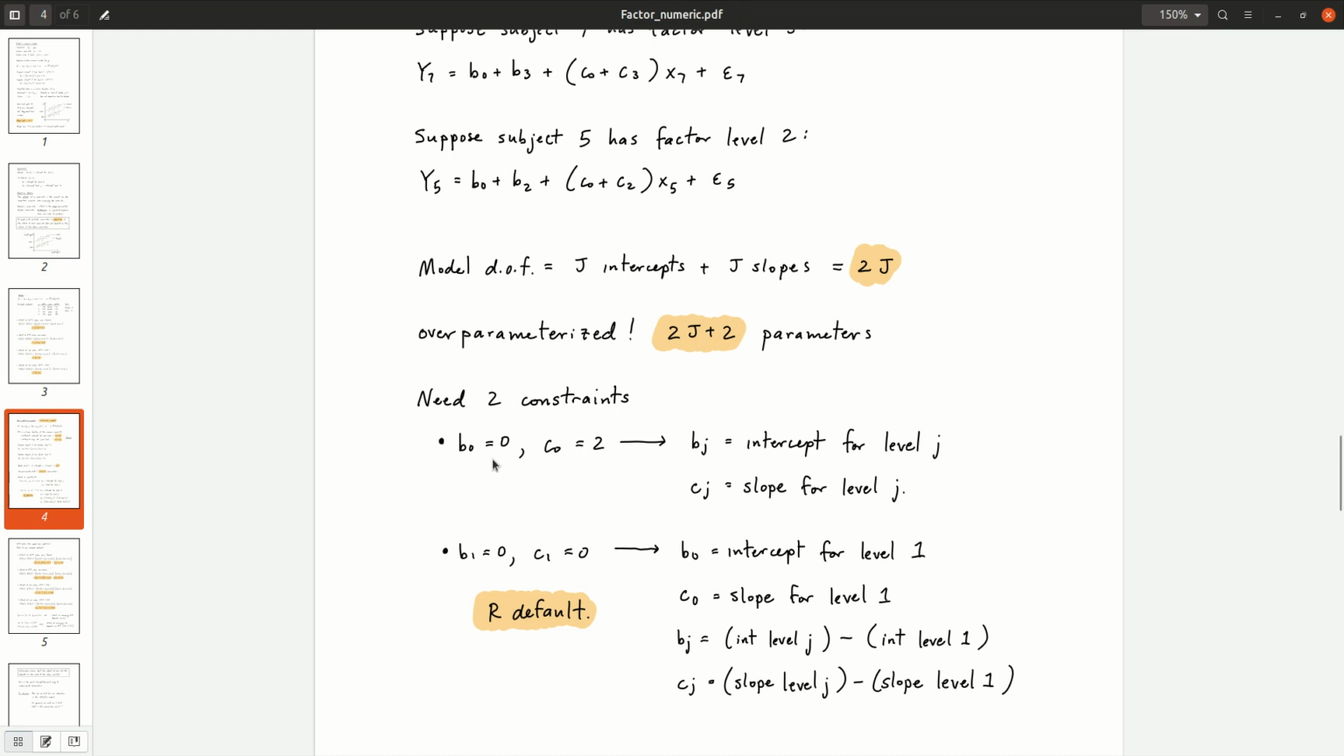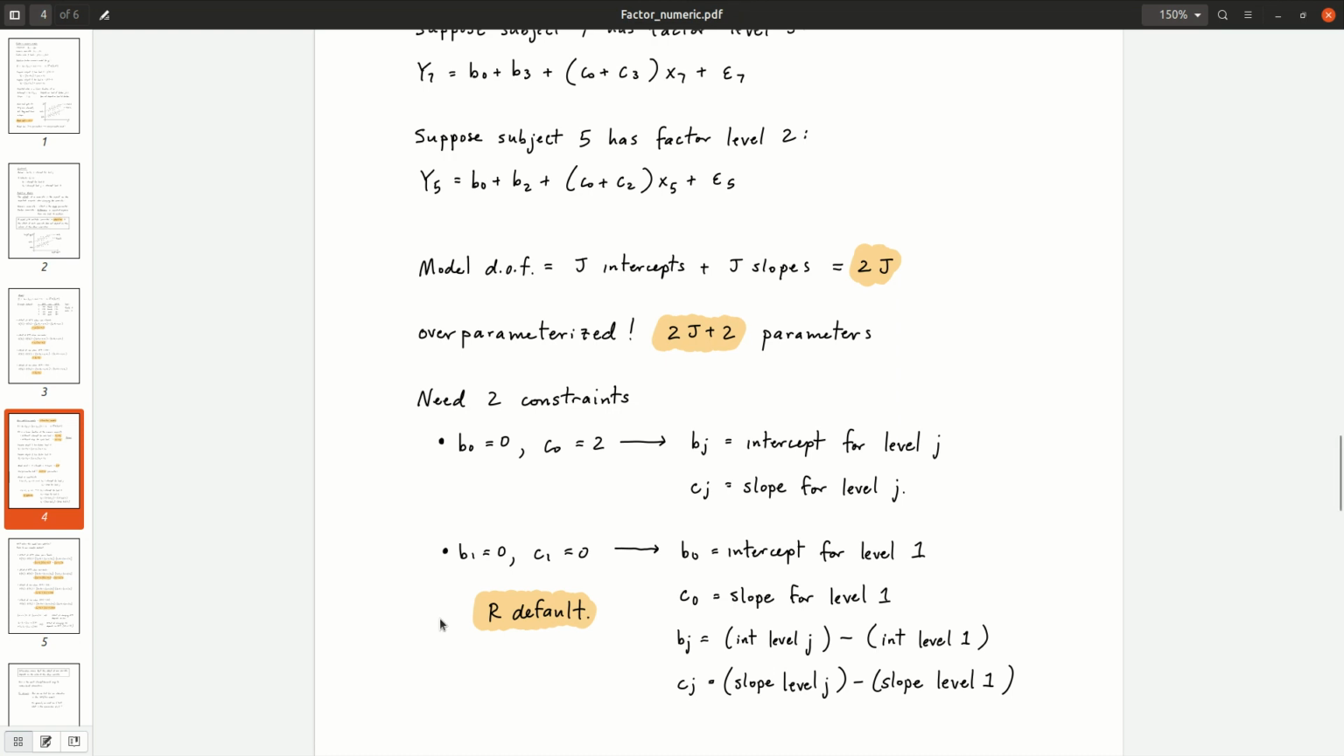So let's do this one first. So this is 2 constraints, so this is going to be good. So these constraints say that B0 is 0 and C0 is, I don't know why I wrote 2, that's a typo, C0 is 0. And if you impose this constraint that both C0 and B0 are 0, then the interpretation of B sub j is just the intercept for level j, and the interpretation of C sub j is the slope for level j. So this one's kind of simple. It just means that bj is the intercept for level j, cj is the slope for level j.